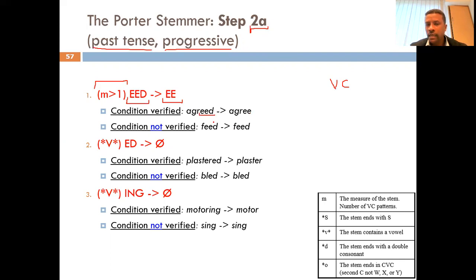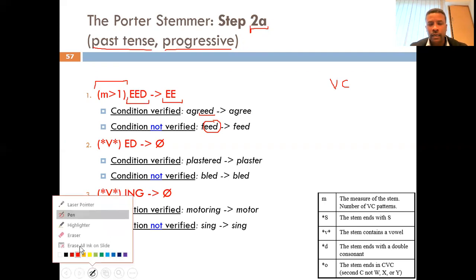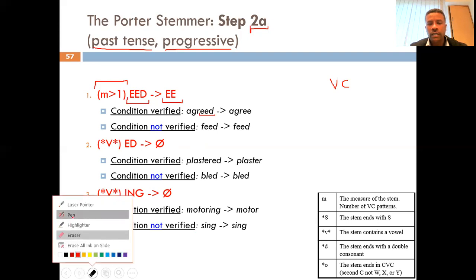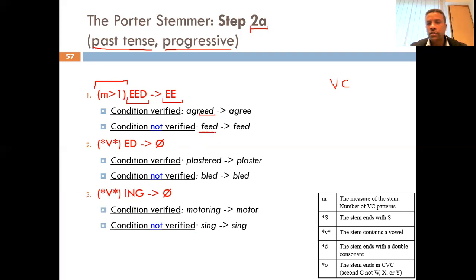A case where the condition doesn't work, for example, here, whether you remove the EED or not, how many vowel consonants do you have in here? How many vowel consonants do you have? Only one, isn't it? But the rule says it has to be greater than 1. So in this case, you don't make any change. You make a change only if the rule is satisfied.